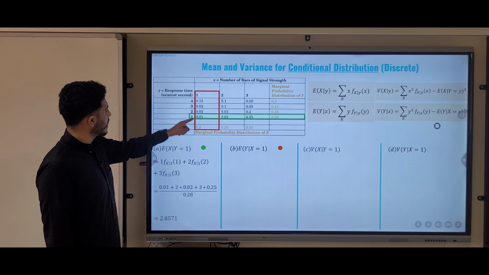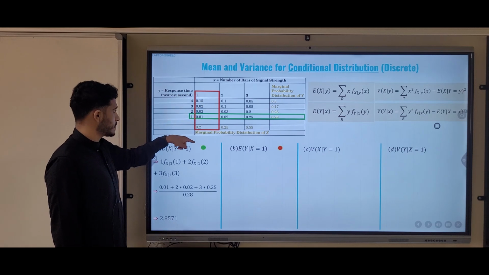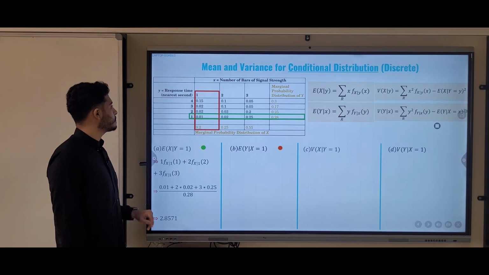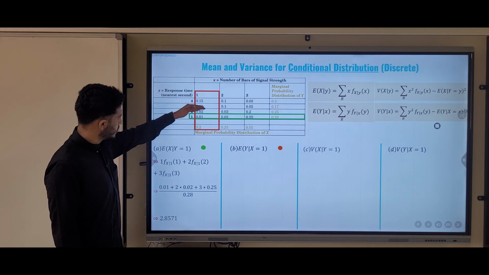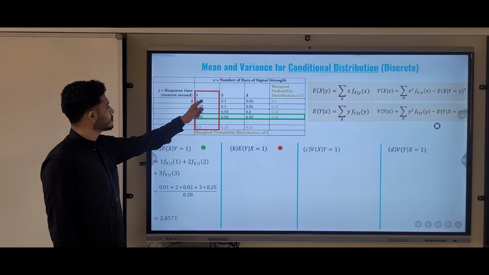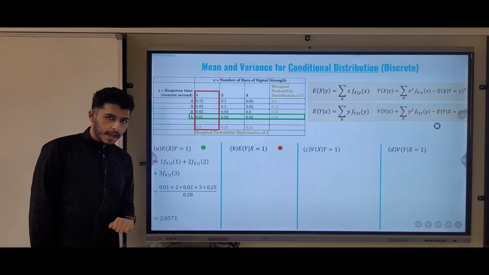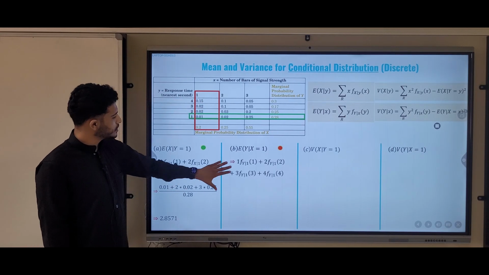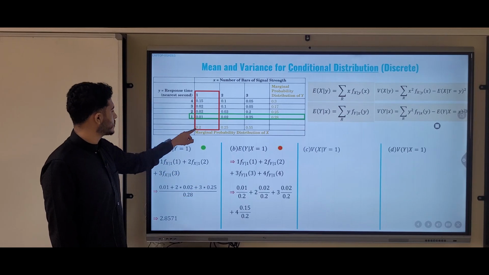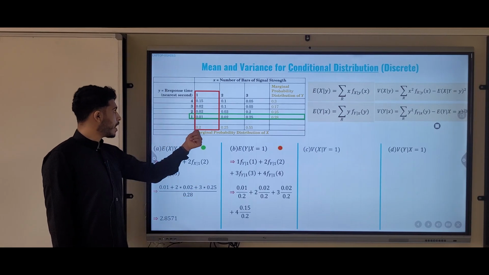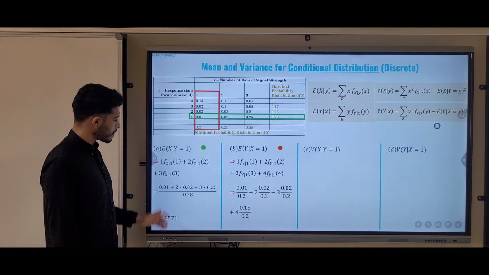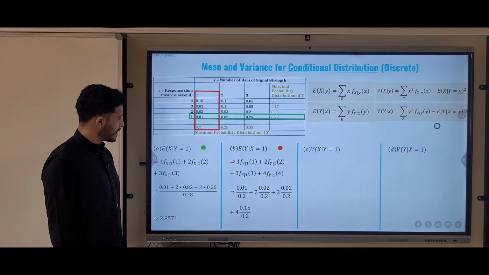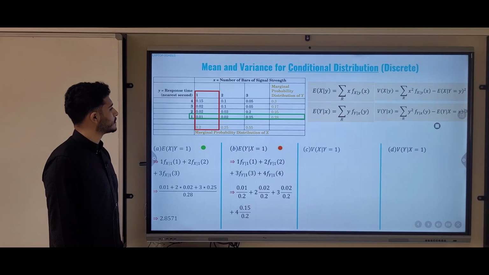We're gonna draw the rectangle around the given value, which is x equals 1 here. We're gonna find the probabilities here. These probabilities are the ones that we are interested in. We're gonna multiply each probability by the outcome we have, which should look something like this. And then we're gonna divide it eventually by the marginal of the given one, which is 0.2. So this is basically it.